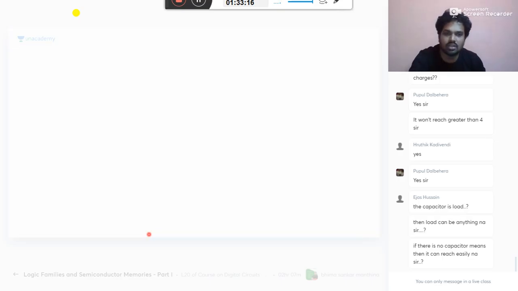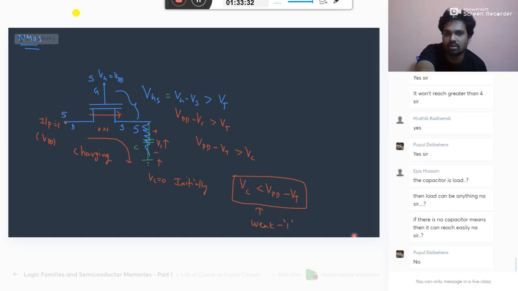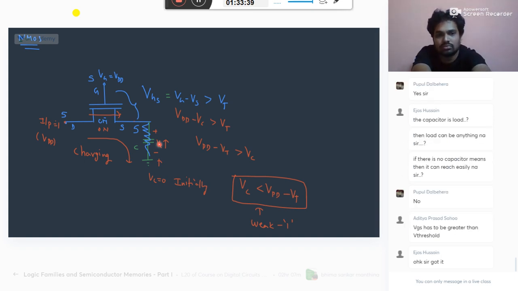How can it reach easily? Show me, Hussein. You keep a resistor. Okay, assume no capacitance. Can you keep here 5 volts and here also 5 volts? I gave here 5. It will not be on, na? It will not transfer it. Here we are taking, in fact, device capacitance also into consideration.